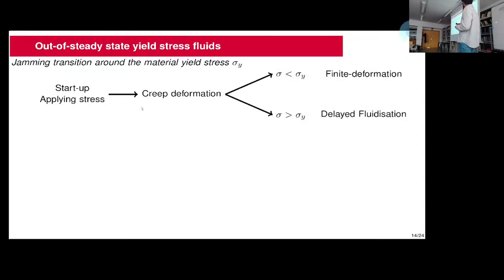And then after some creep, depending on the stress you applied initially, it can end up as a solid, so finite deformation, or you can fluidize your yield stress fluid completely. And this delayed fluidization is quite a problem because it can happen extremely late after you started loading your solid. And what we want to understand is how you can get the entire description of out-of-steady-state yield stress fluids.